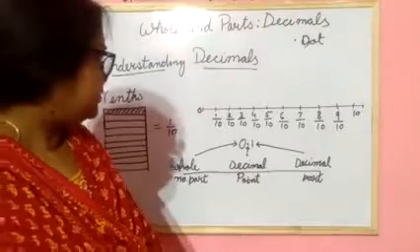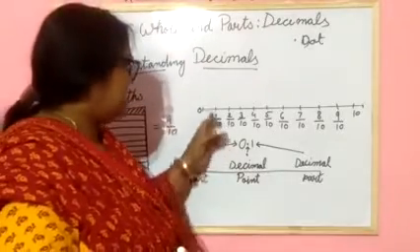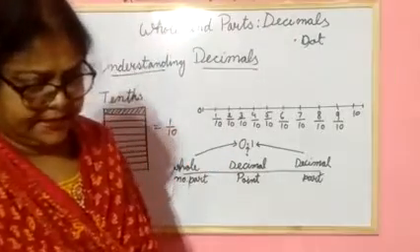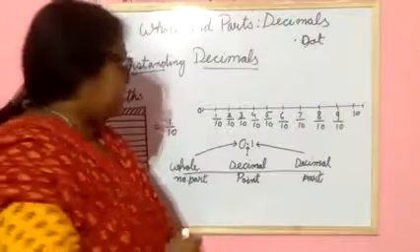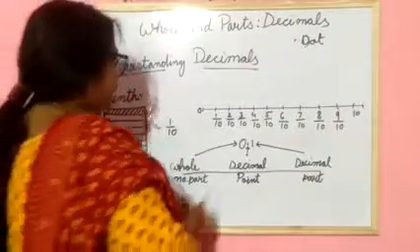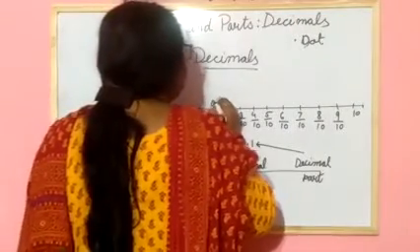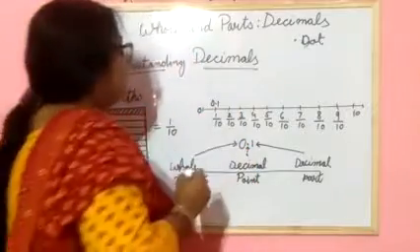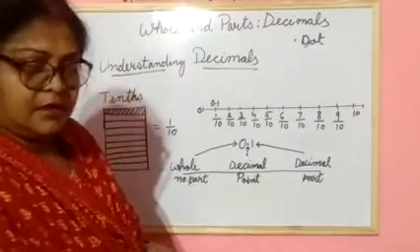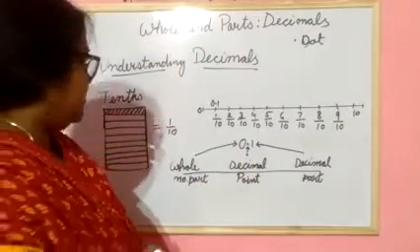Now what will I write for this 1 by 10? In the decimal form, for 1 by 10, what will I write? 0.1.